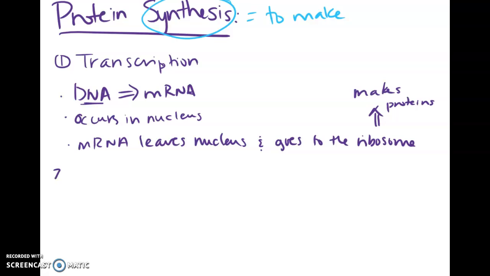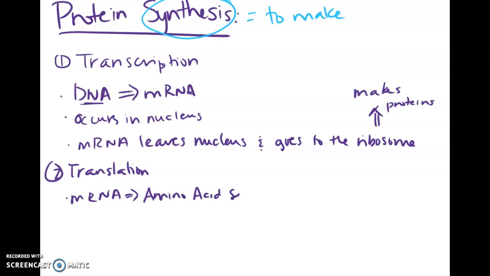Now, the second step is going to be translation. Right? And translation is the process where that mRNA is going to be changed into an amino acid sequence. And then all of those amino acids linked up together, once they're linked up together, they're going to form that protein. Right? So this occurs in the ribosome.